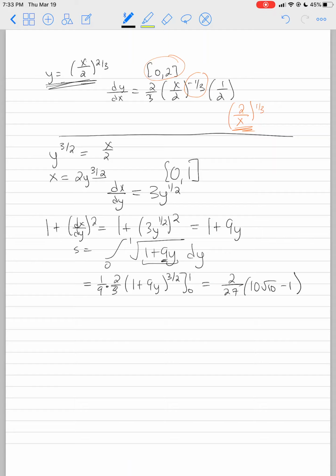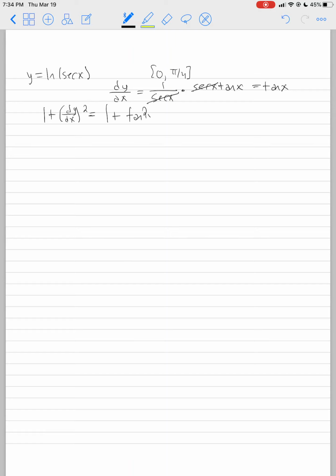Okay, we're going to do one more example of arc length before moving on to our second application. All right, as always, I'm going to start with computing dy/dx. This is a chain rule. Derivative of ln is 1 over its inside times the derivative of secant, which is secant tangent. And of course, the secants cancel, and I'm just left with dy/dx equals tangent. So 1 plus (dy/dx) quantity squared is 1 plus tangent squared.